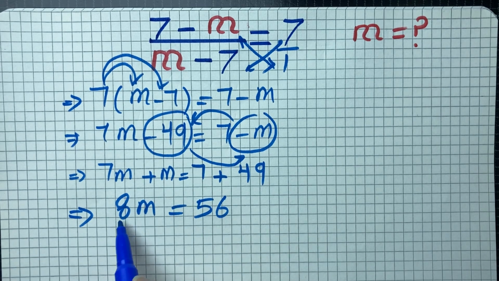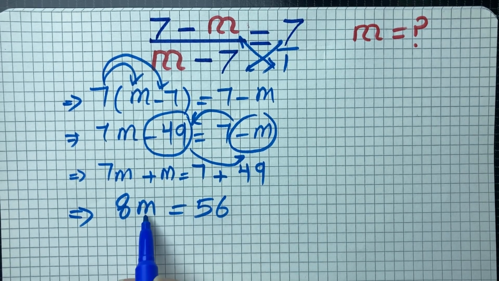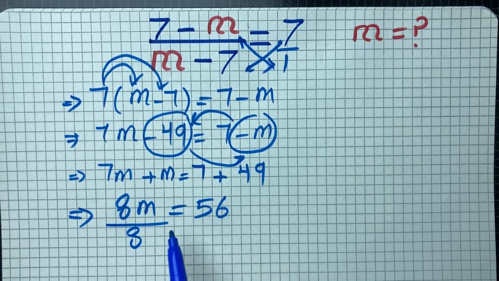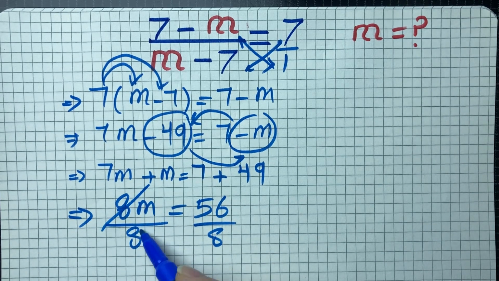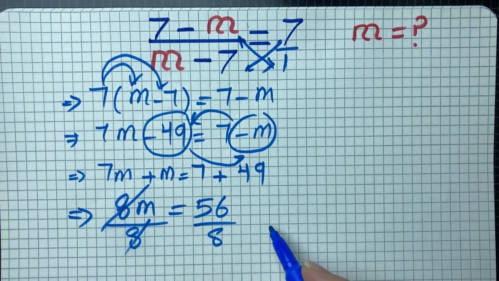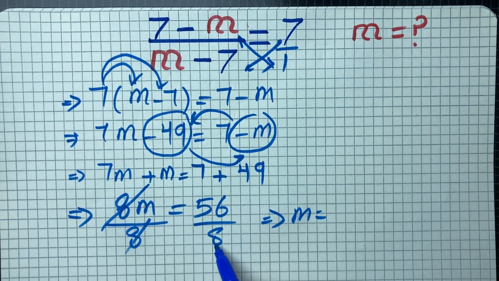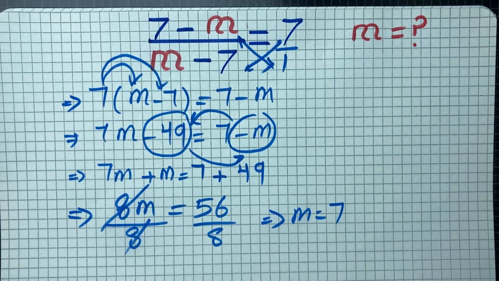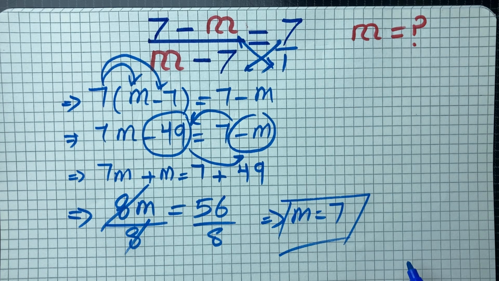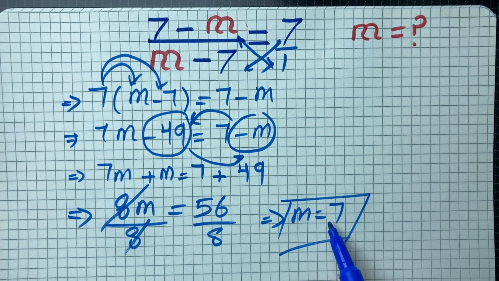Now we divide both sides by the coefficient of m, which means 8, right? This 8 can be cancelled off, so m is 56 divided by 8, which means 7. And this is your answer. But wait, we need to check whether the answer is correct or not.